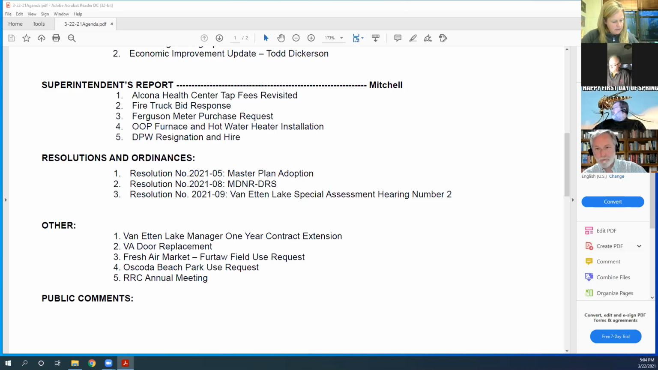Okay, next on is the Ferguson meter pit, or I'm sorry, Ferguson meter purchase request. Thank you. In the package, a proposal to purchase meters and component parts for our water and sewer system. The amount of the quote is $11,705.08. I recommend the board make a motion to purchase said materials from Ferguson Waterworks in the amount of $11,735.08. All right, is there any discussion or questions before?